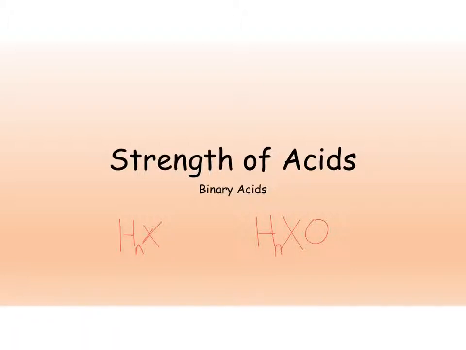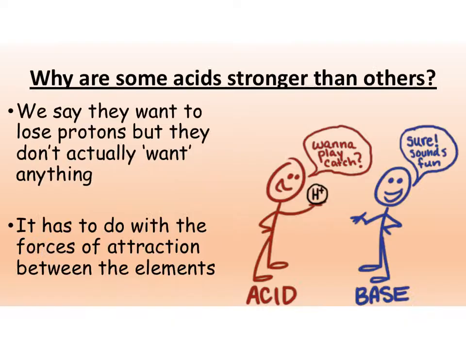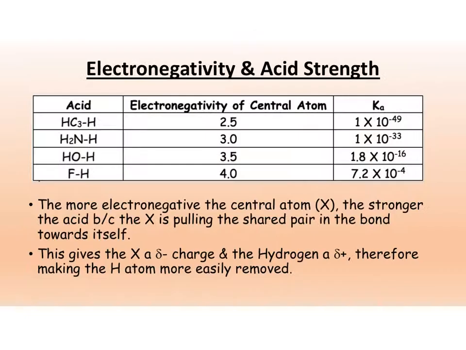Anyways, we're talking about binary acids in this one. Okay, so we want to try to look at why some acids are stronger than others. Well, we talk about acids and we say, oh, they want to lose protons, but they don't actually want anything. They're not people. It actually goes back to those forces of attraction between the elements, all the way back to Coulomb's law, which we talked about in atomic structure.